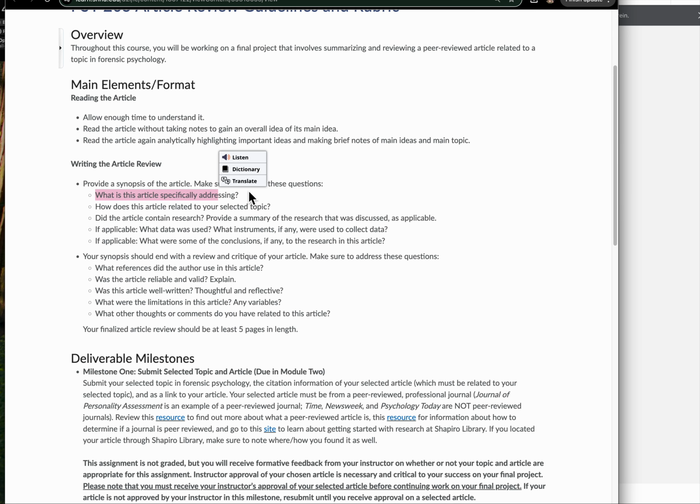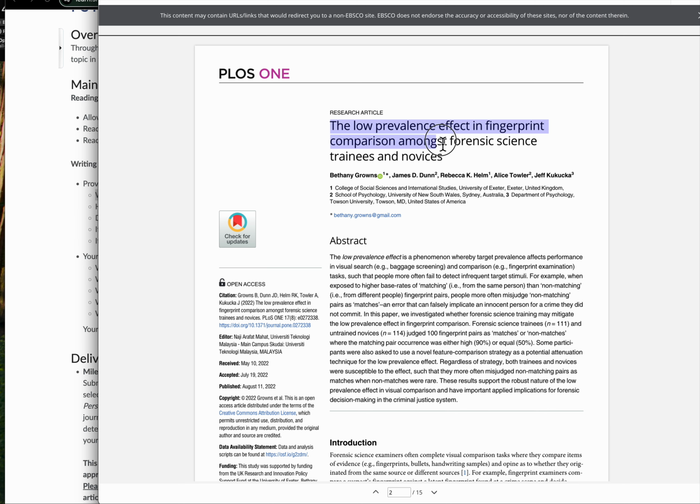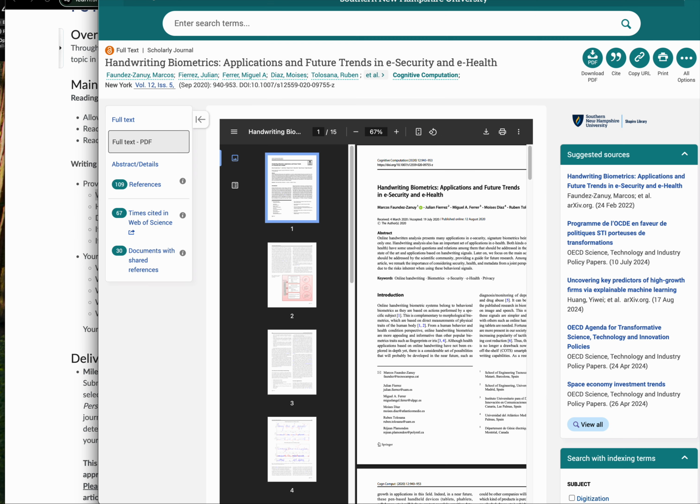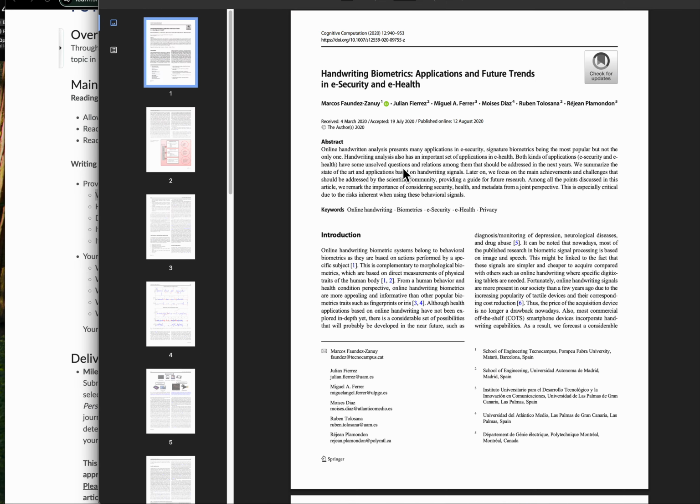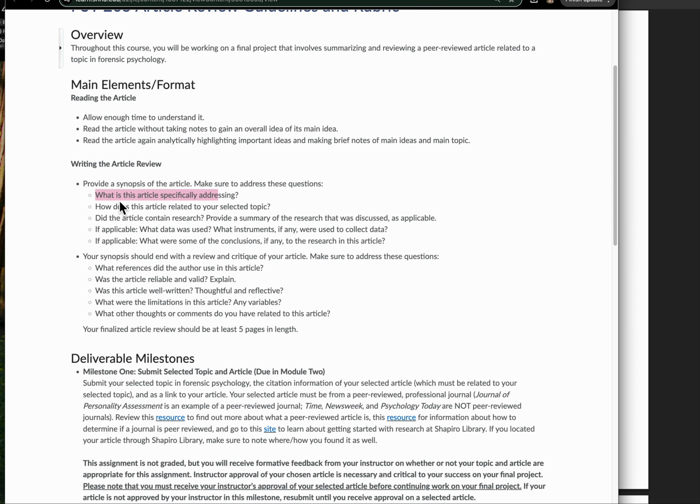So first, what's this article addressing? You should be able to find that right in the title. And then I have another article up here. It's better over here. Regardless, it should be right in the title. How does this relate to your selected topic? That's just a couple of words saying how it relates to your topic.